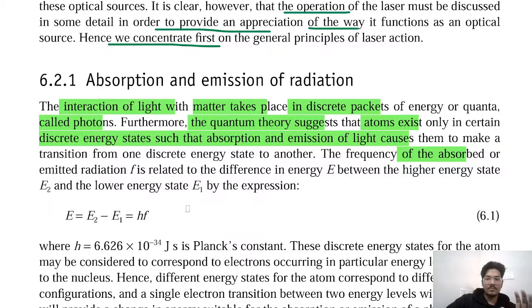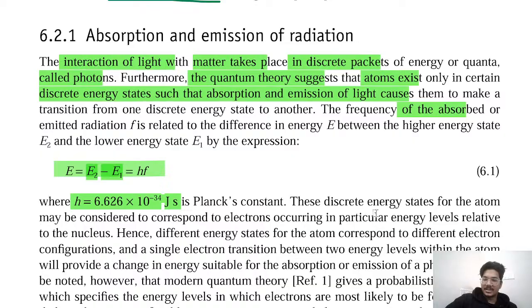So the difference between energy states is given by this relation. The frequency of the absorbed or emitted radiation f is related to the difference between the energy states, higher to lower. Here the Planck constant's value is 6.6 times 10 to the power minus 34 joule-seconds. This is the Planck constant, and the discrete energy states for the atom may be considered to correspond.